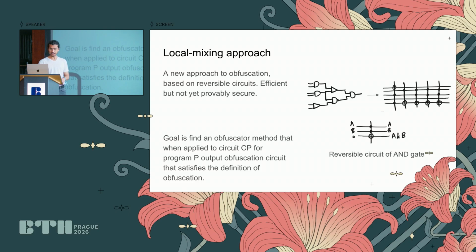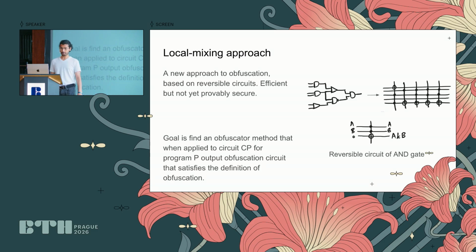Which brings us to the next topic, which is the local mixing approach. This is one of the methods of achieving obfuscation, and one of the methods in which we have progressed quite a bit in the past year. So what is the local mixing approach? You can think of it as a new approach to obfuscation that is efficient, but it is not yet provably secure.